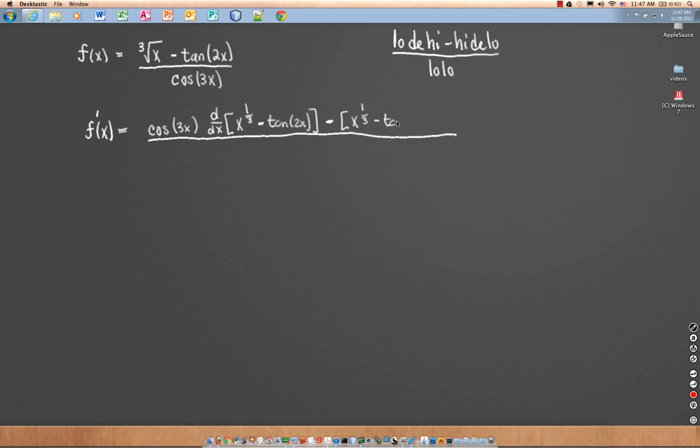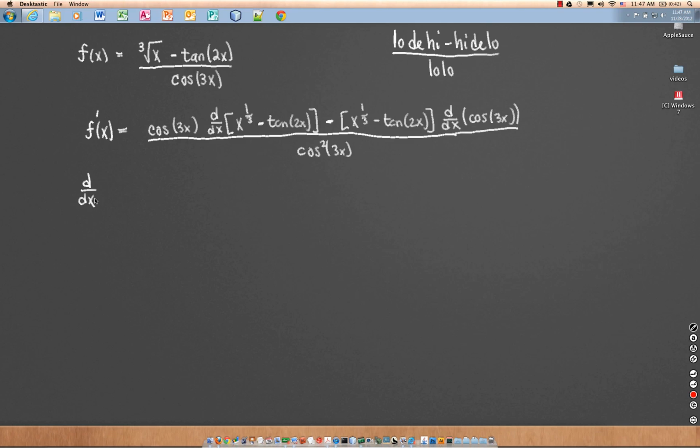minus high, which is x to the 1/3, minus tangent of 2x, times d low, so this is d dx of the cosine of 3x. There we go. All over low low, so I'll put this as cosine squared of 3x. What I do next is I do this in pieces. So what I'm going to do is I'm going to do this piece.